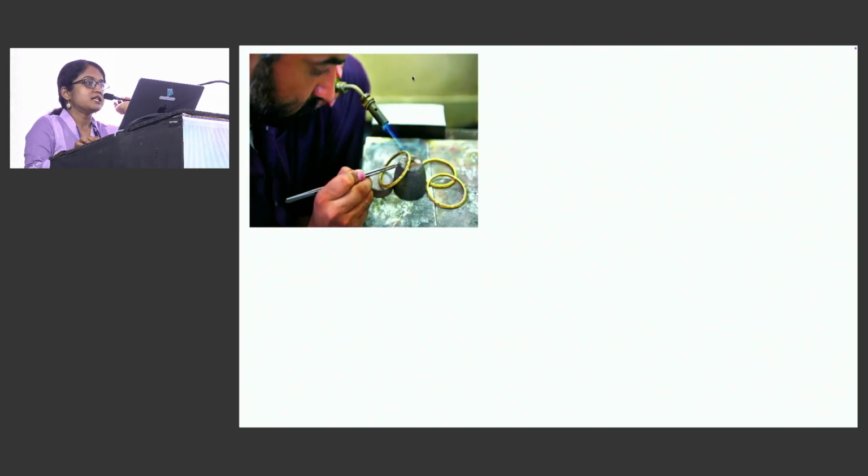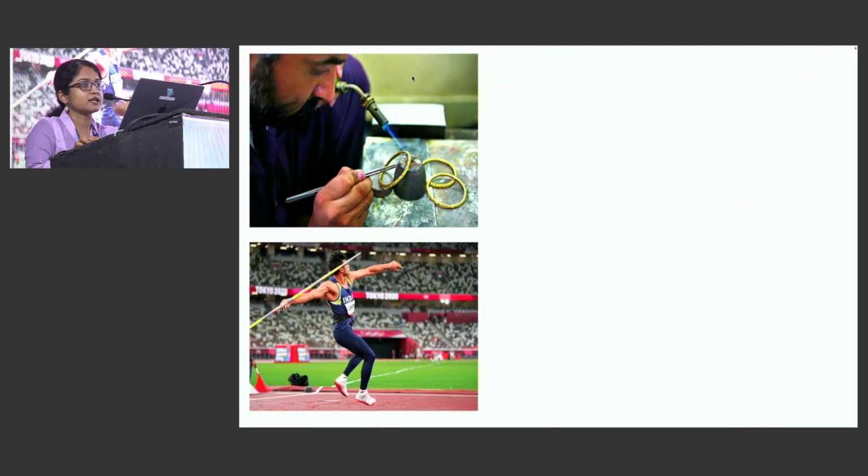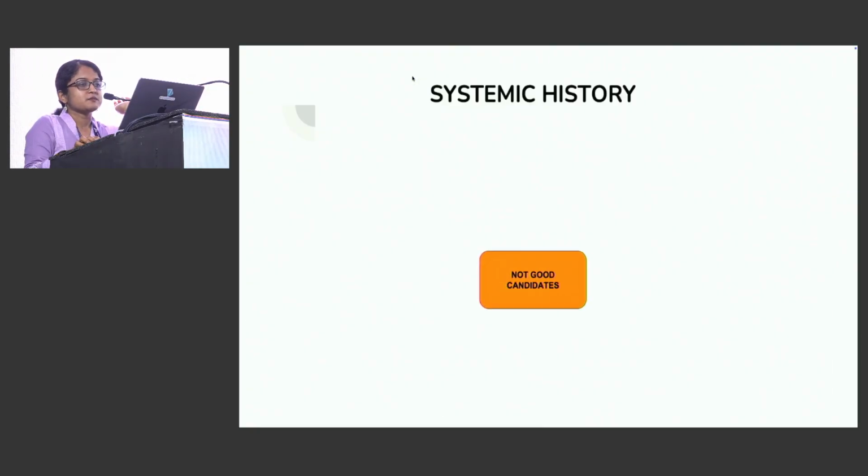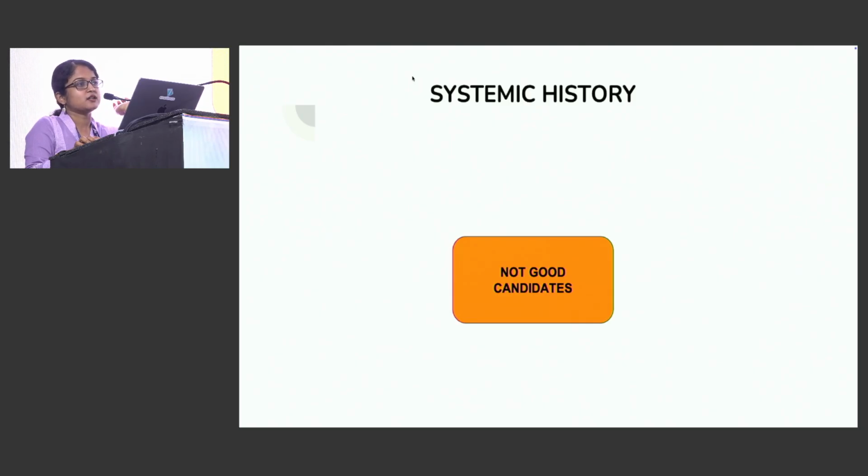So, the occupational needs should be evaluated, especially patients who are involved in defense and pilots, then night drivers. They require stricter screening, and some people need their near vision to carry out their day-to-day activities. Now, systemic history is also important. So, these are not very good candidates for the procedure.